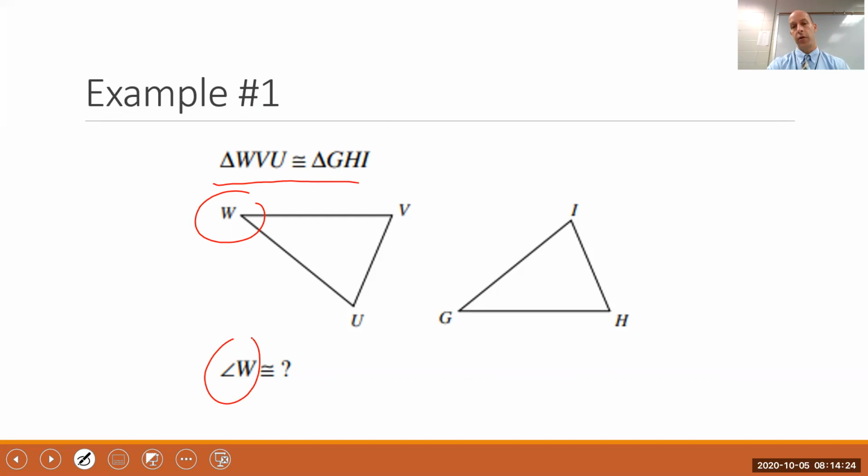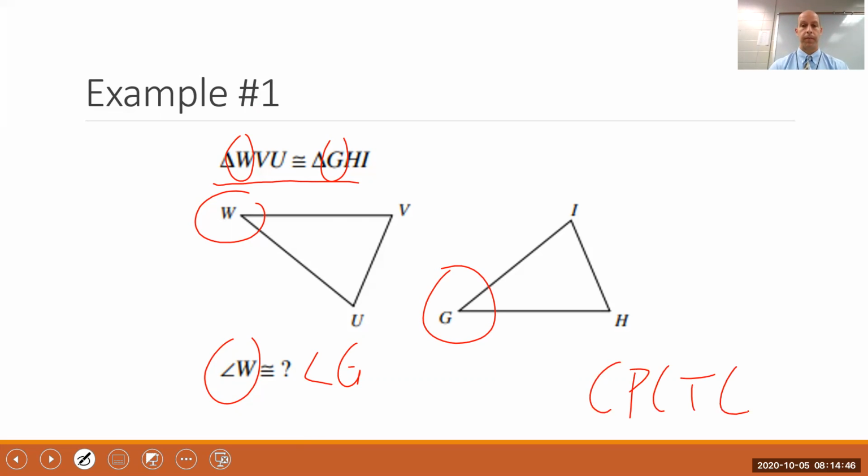Well, you could look at the picture and probably figure it out, but the easiest way is to look at the congruent statements of the two triangles. You can see that the letter W is the first letter in the first triangle and G is the first letter in the second triangle. So that means that angle G is the congruent angle. And this is all by CPCTC. Corresponding parts of congruent triangles are congruent.